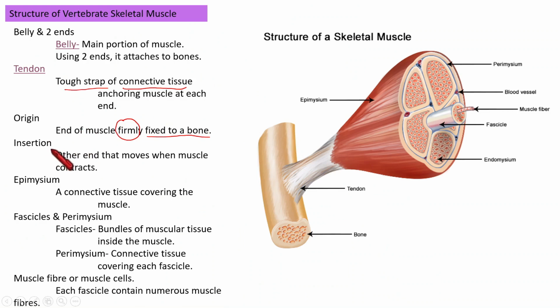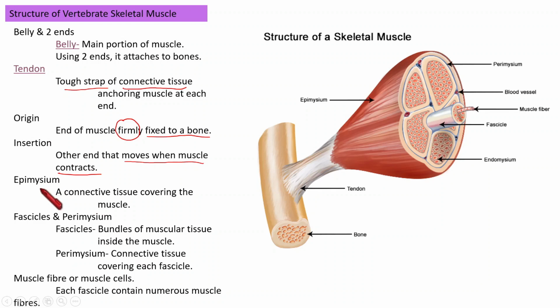Then insertion. Insertion means the other end of the muscle that is attached to the bone, but that end is free to move when that muscle contracts. So as opposed to origin, this insertion point of the muscle to the bone can move when that muscle contracts. Okay. Next point is regarding epimysium.